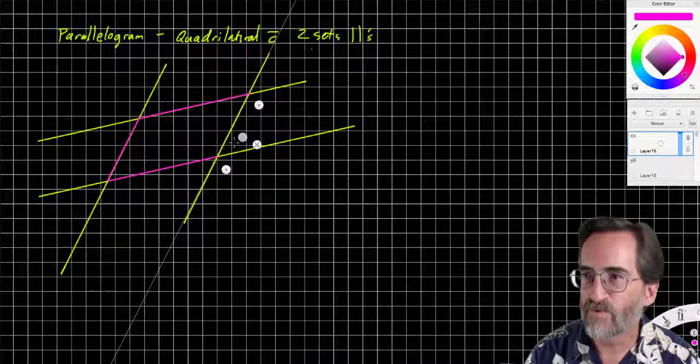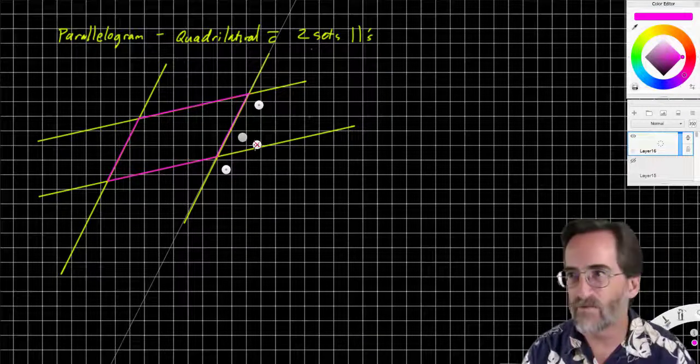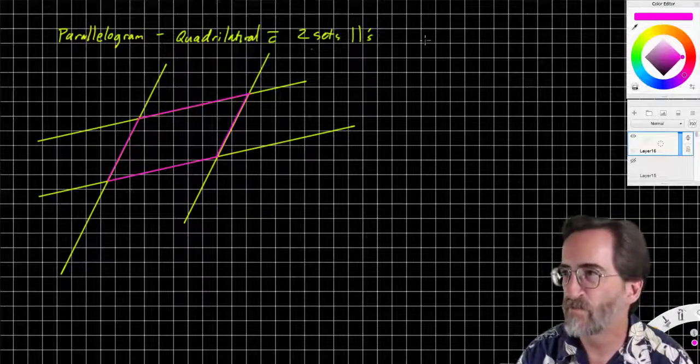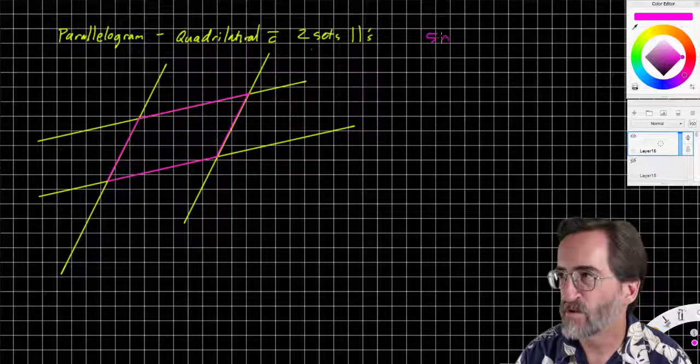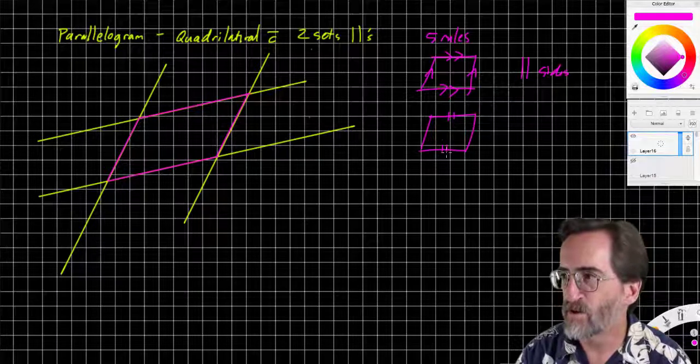And I'm not going to prove all the various things about parallelograms, but there are 5 rules about parallelograms. Okay, parallelograms have parallel sides. That's the definition. Parallelograms have opposite sides that are congruent. They're the same length.